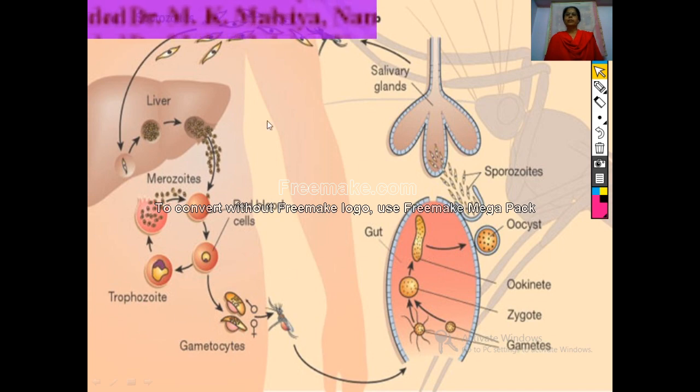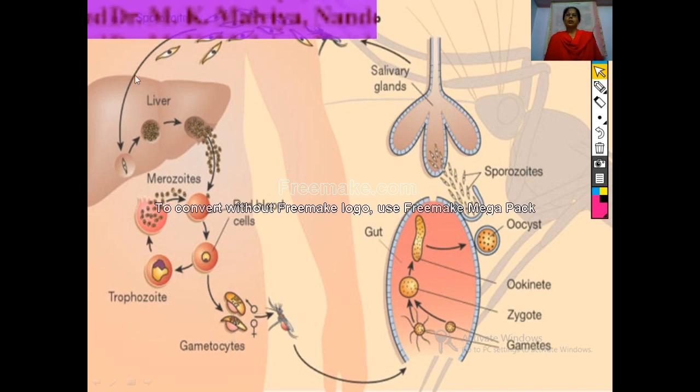Previously, on the left side, we have seen how the asexual life cycle is completed in this man. This is the structure of the man, the liver of this man, the blood cells of the same person, and completion of the asexual life cycle of the Plasmodium parasite takes place here, and this ends with the formation of gametocytes, the micro and mega gametocytes.